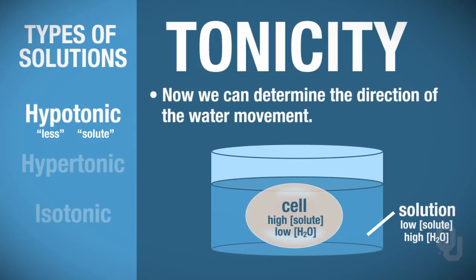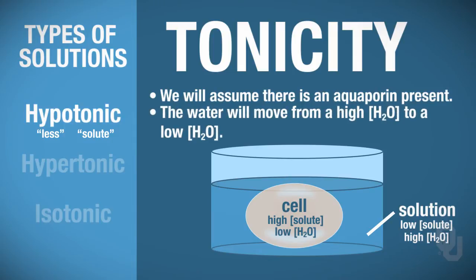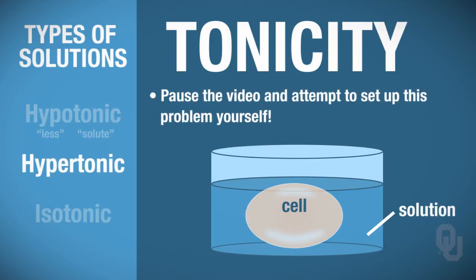Now you've set up your problem, and you can determine the direction of water movement. We would assume that there's an aquaporin present here, and if there's an aquaporin present, then water is going to move from a high concentration of water toward a low concentration of water, meaning water will move into your cell. Again, don't memorize that a hypotonic solution means water will move into the cell, because then you're just memorizing it and you're not able to think through it. You'll wind up missing questions because of the twists and turns that can be done to these types of problems. Then there's a hypertonic solution.